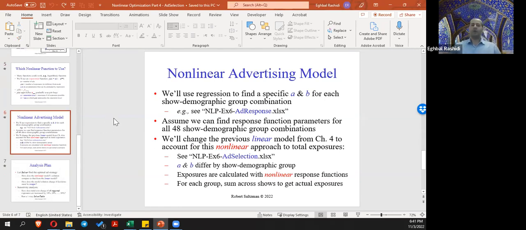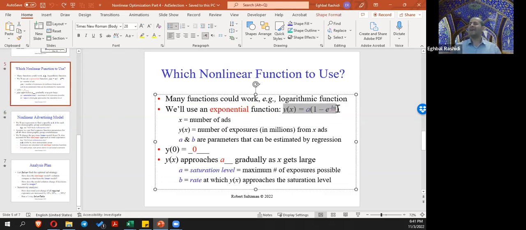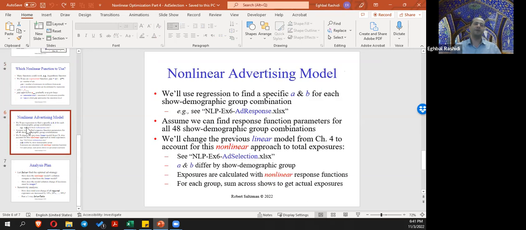All right, so we're going to do the same thing that we did before, except we're going to have a different model, which is this function. So we're going to try to find a and b so that we maximize the effectiveness of this function based on all the data that we have.